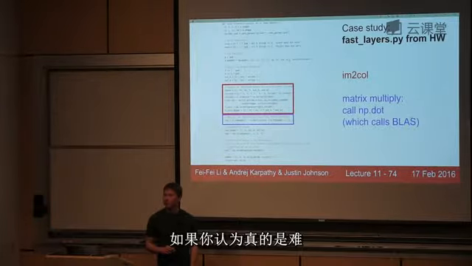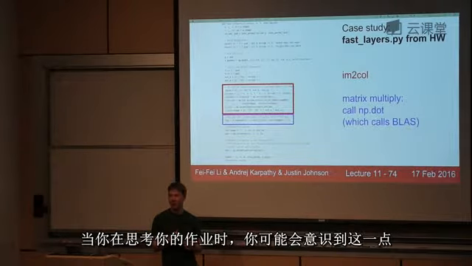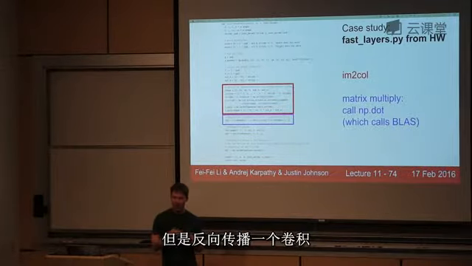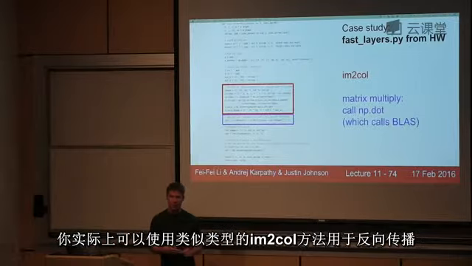Yeah? How does that work in reverse, like backprop? Yeah, so then you have to think about it a little bit. But if you think really hard, you'll realize that the backward pass on a convolution is actually also a convolution, which you may have figured out if you were thinking about it on your homework. The backward pass of a convolution is also a type of convolution over the upstream gradients. So you can use a similar type of im2col method for the backward pass as well.